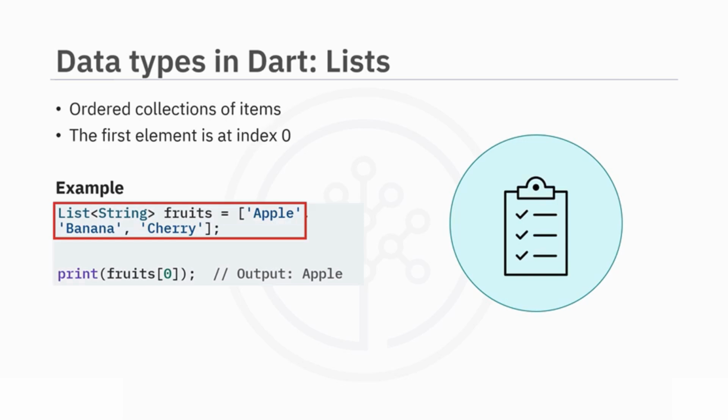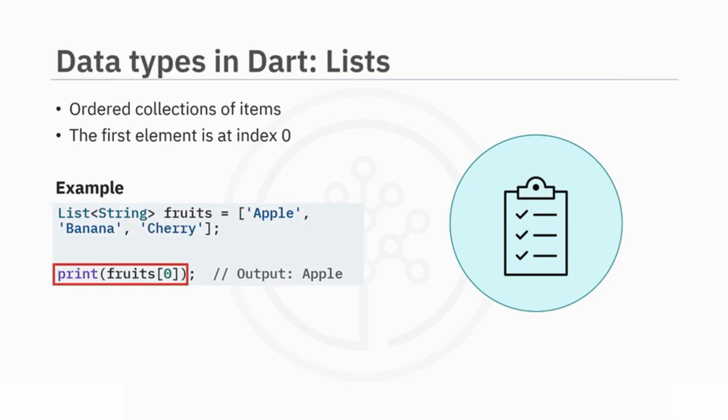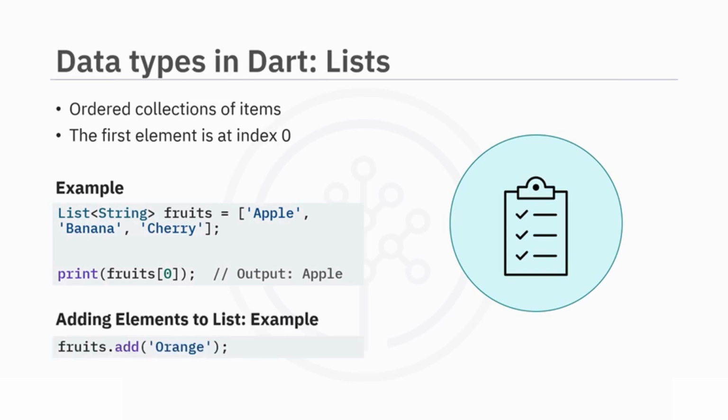Finally, lists also allow accessing elements from the list. To access an element in the list, you use its index. In this example, fruits[0] syntax accesses the list's first element apple. Therefore, the print command outputs apple to the console. You can add elements to a list using the add method if needed. For example, this code snippet will add orange at the end of the fruits list.